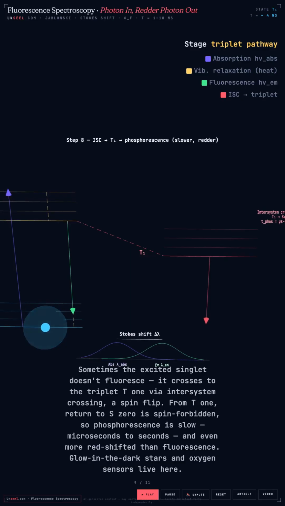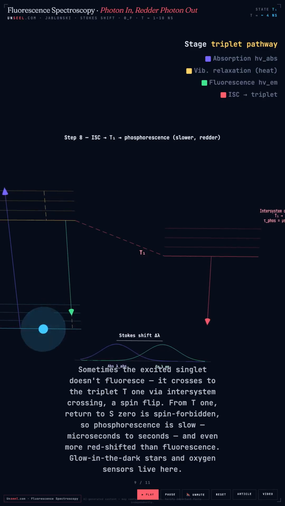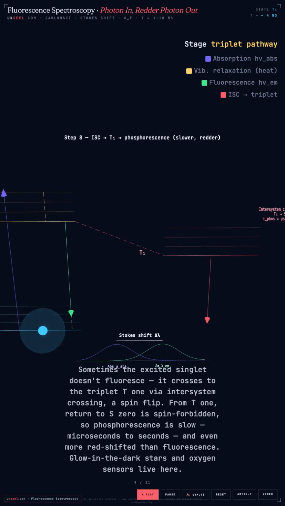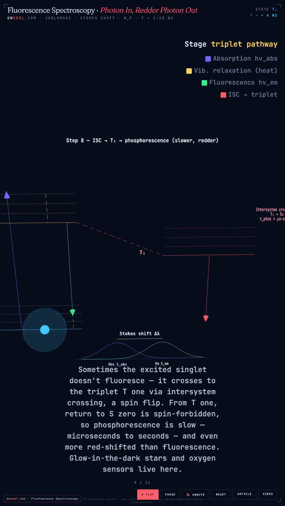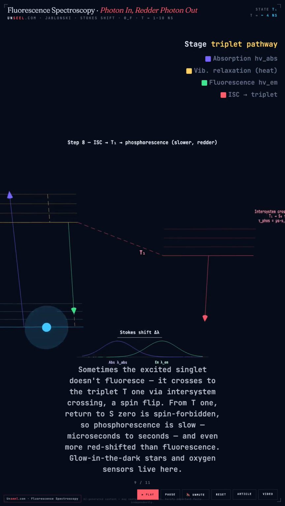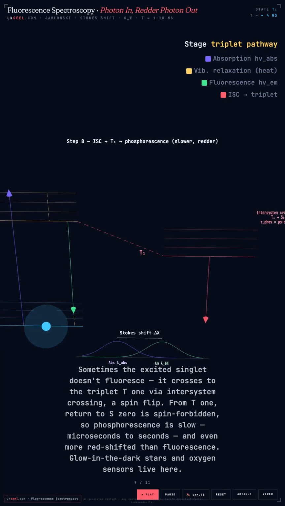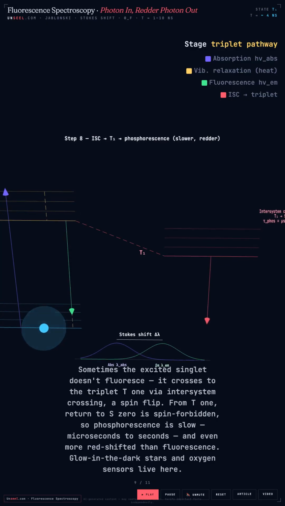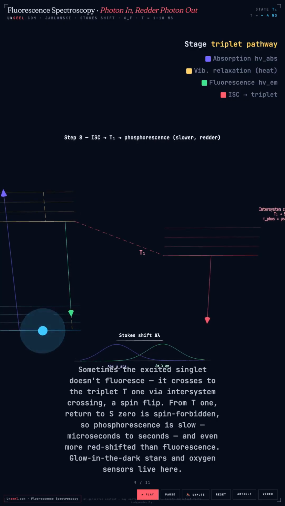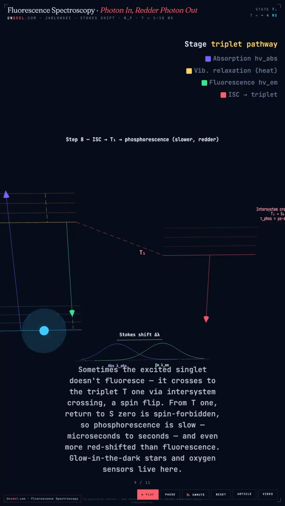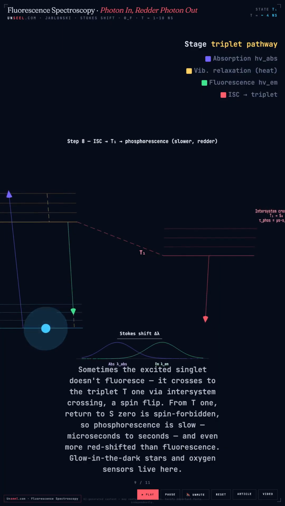Sometimes the excited singlet doesn't fluoresce. It crosses to the triplet T1 via intersystem crossing, a spin flip. From T1, return to S0 is spin forbidden, so phosphorescence is slow, microseconds to seconds, and even more redshifted than fluorescence. Glow-in-the-dark stars and oxygen sensors live here.